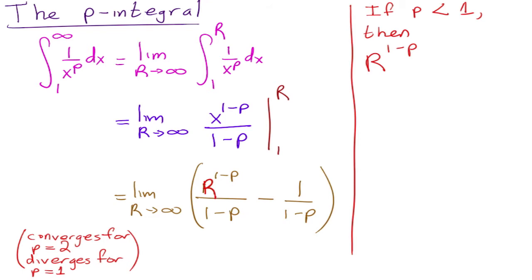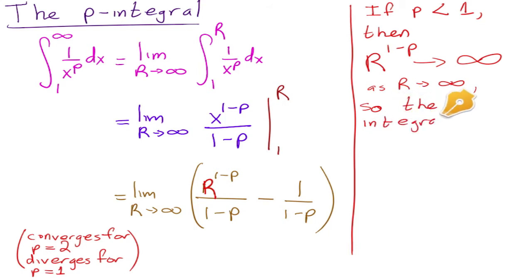So if r is going to infinity and the exponent is positive, the whole thing is getting bigger and bigger, right? Does that make sense? So if p is less than 1, then r to the 1 minus p approaches infinity as r goes to infinity. So what does that tell you about the integral? The integral diverges for p less than 1, right? And we already know that it diverges for p equals 1.